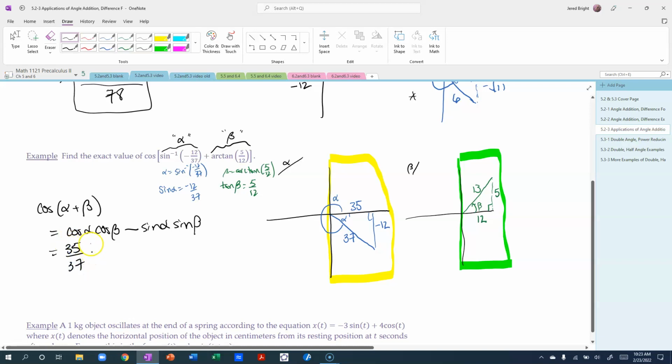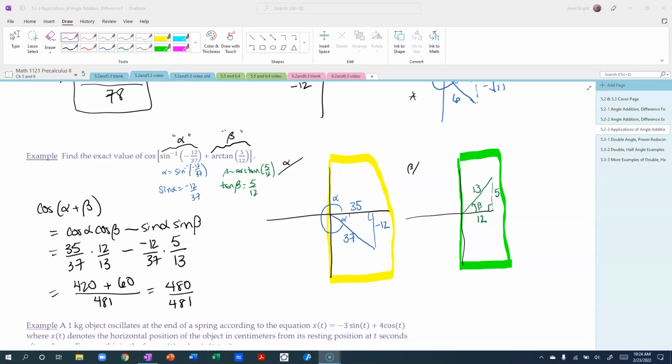Cosine beta, 12 over 13. Sine alpha is negative 12 over 37. Sine beta is 5 over 13. Okay, and now we number crunch. And so I did the calculation off video, but it ends up being 480 over 481. Okay, so darn near 1.